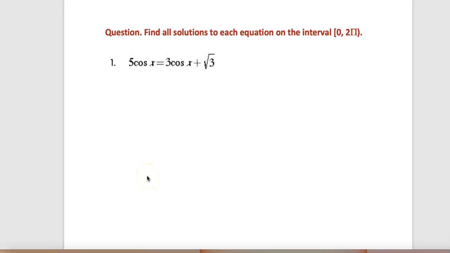Our next question is: find all solutions to each equation on the interval 0 to pi. So let's work on this problem. It says 5 cosine x is equal to 3 cosine x plus radical 3. I can see cosine x on both sides, so this is giving me a hint. I need to subtract 3 cosine x from both the sides.